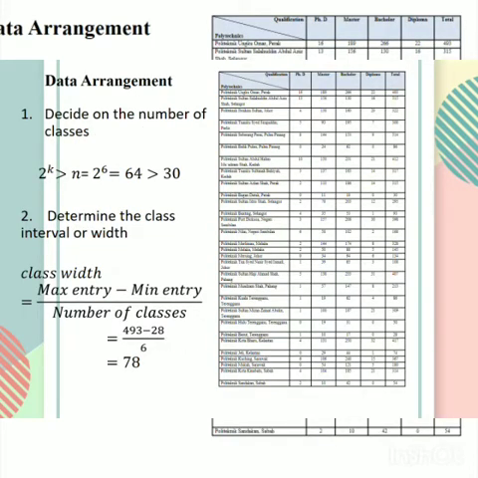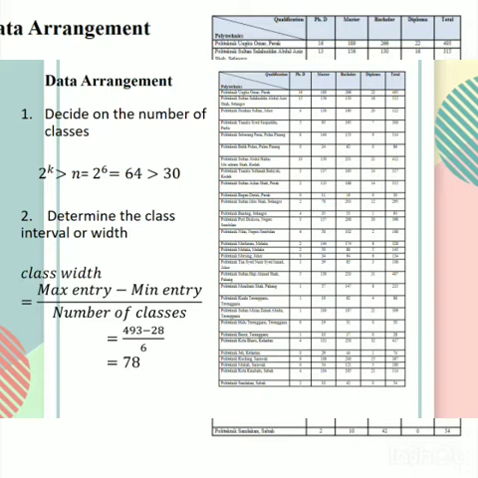Data arrangement. First, we have to decide on the number of classes. The formula is 2 power k greater than n. This table shows 30 types of polytechnic, and the number of classes is 6, which is 2 to the power 6 equal to 64, greater than 30.